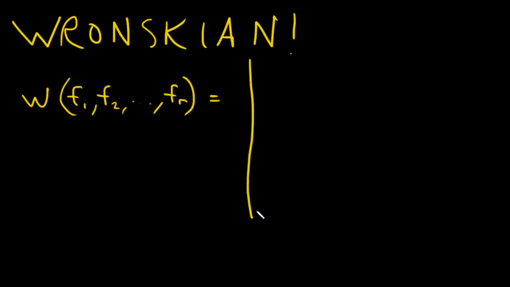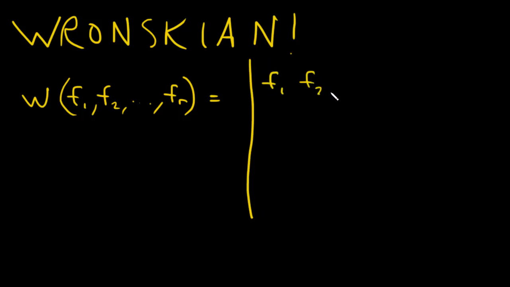If you've taken linear algebra, you've already seen this, but if you haven't, you may not have. So what is the Wronskian? The Wronskian is set up as follows. The Wronskian of f1, f2, dot, dot, dot, f sub n is equal to a matrix, okay?